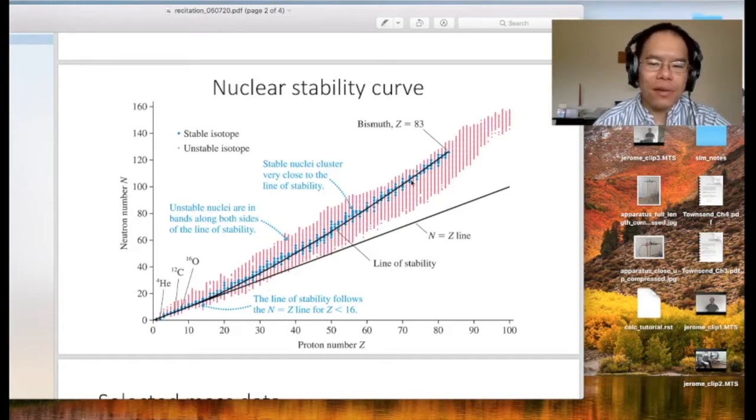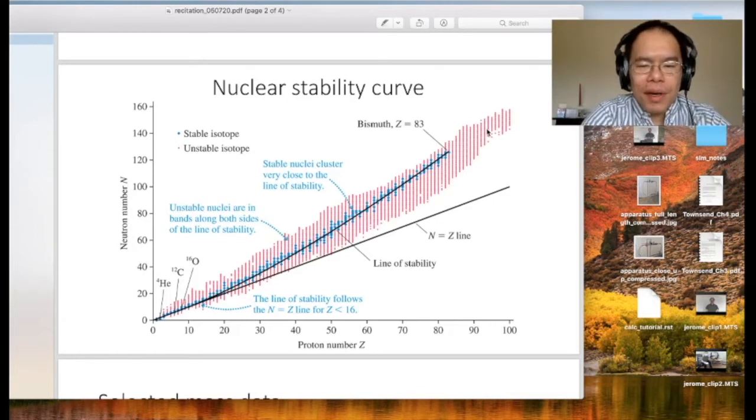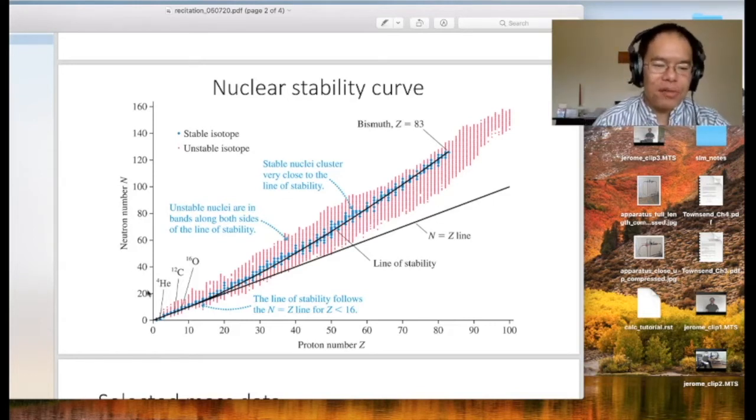Finally, the last thing to notice is that once you go above bismuth with Z equals 83, all other larger nuclei are unstable. So there seems to be some maximum stable nucleus. Now, a theory of why this is needs to explain these behaviors. It needs to explain why N is about equal to Z for stable nuclei down on this end. It also needs to explain why N is larger than Z up here.